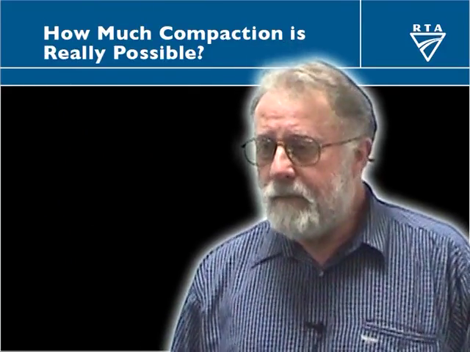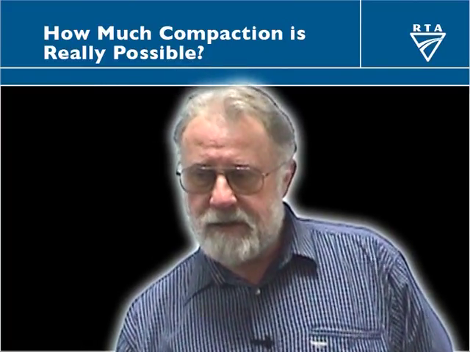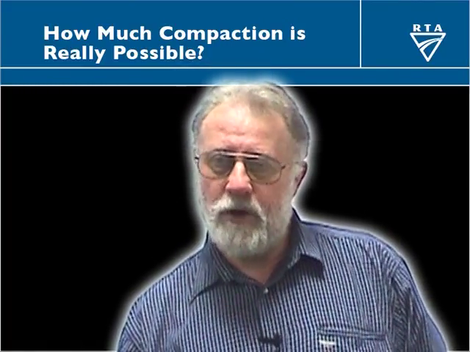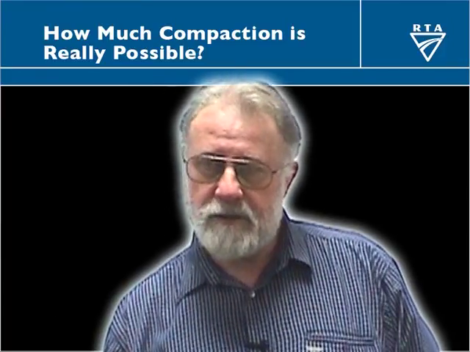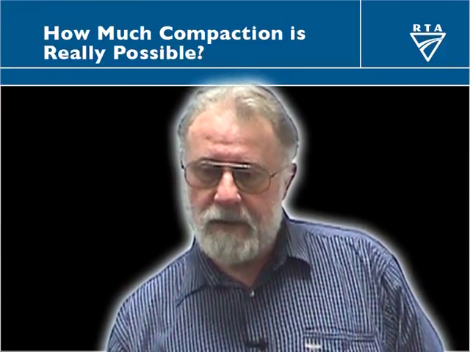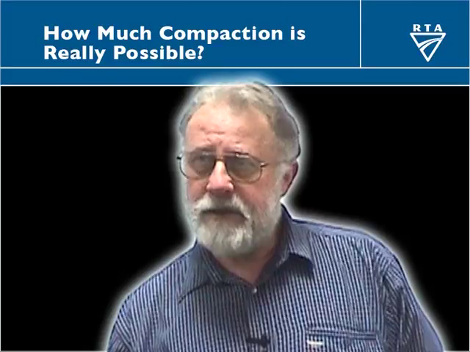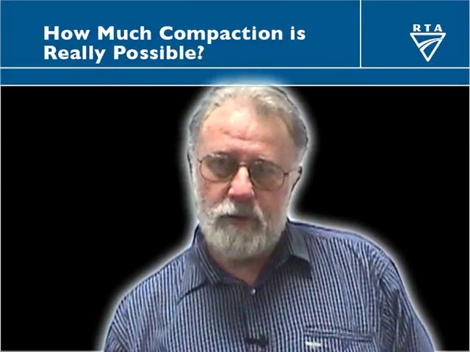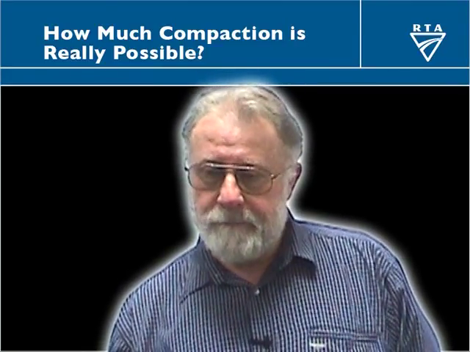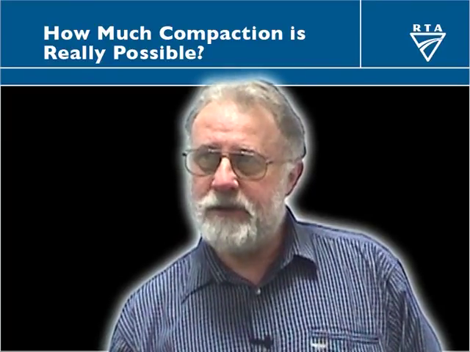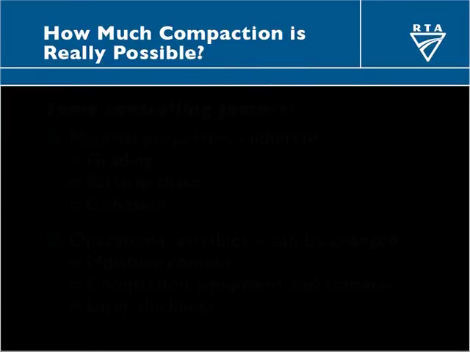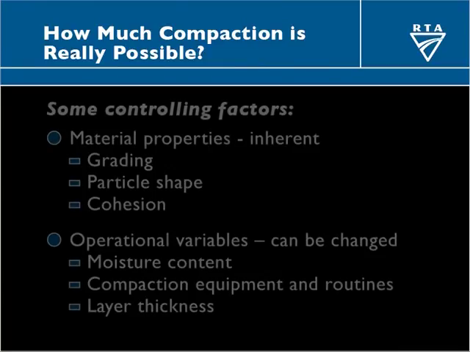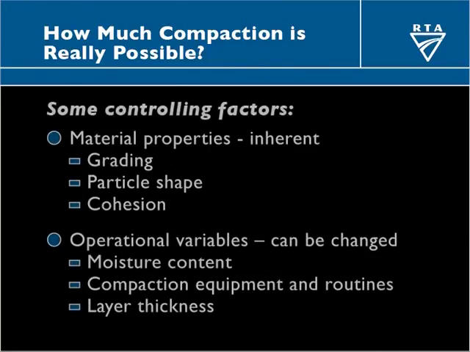Now, a related question, we've discussed specification requirements. We often see numbers for relative compaction. Some of those look very impressive, some look marginal, some look poor. It's important to know what is really possible in compaction. Now, we've discussed the factors that control this. There are quite a number. Some of them are inherent to the material. They include the grading, particle shape, and the cohesiveness of the material.